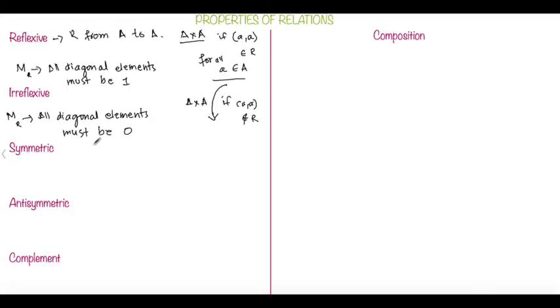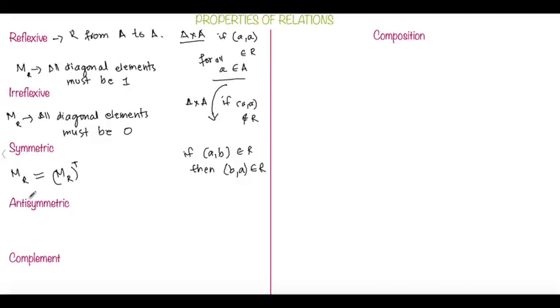Now symmetry. Symmetry is defined such that if (a, b) belongs to R, then (b, a) also belongs to R. If this condition is true, then it is symmetric. In terms of matrices, we say that MR is equal to its transpose. What do we do for transpose? For transpose, we flip the rows and columns, so rows become columns and columns become rows.